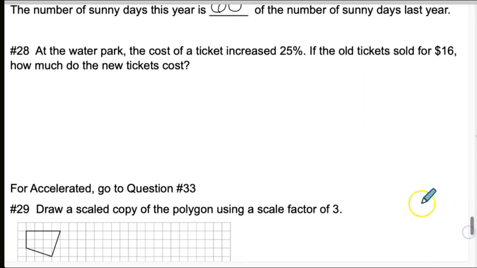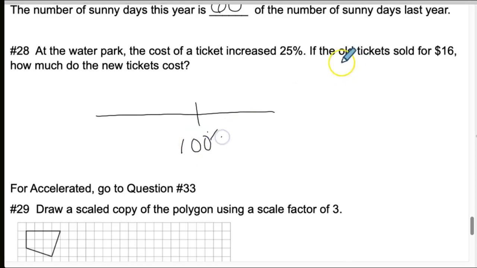28. At the water park, the cost of a ticket increased by 25%. If the old ticket sold for $16, how much do the new tickets sell for? I could make a line graph. Okay, this is my 100% here. The old ticket sold for $16. It says that it increased 25, which means it's going up 25%. So 100 plus 25 is 125.